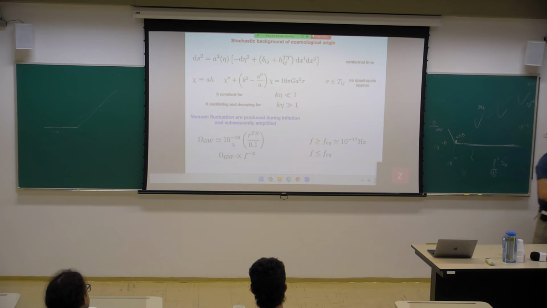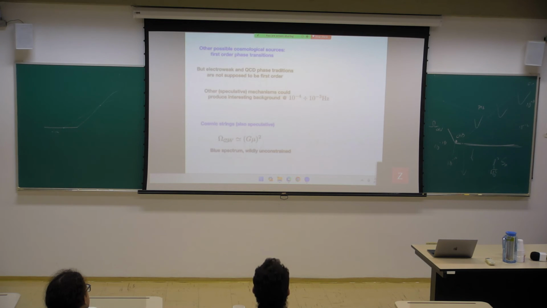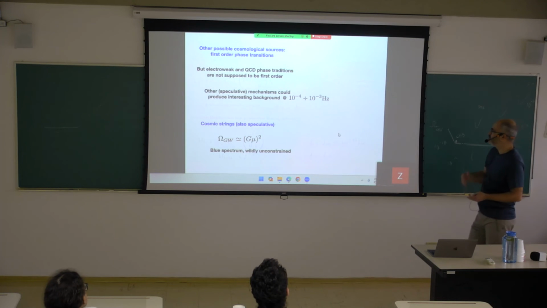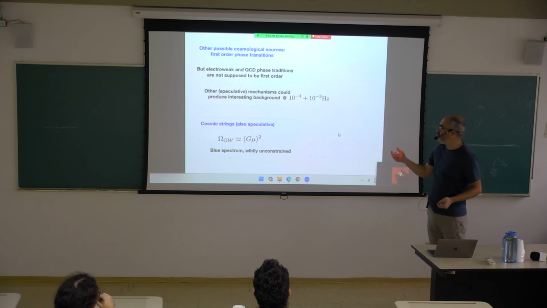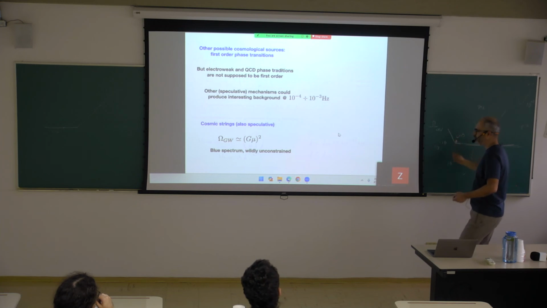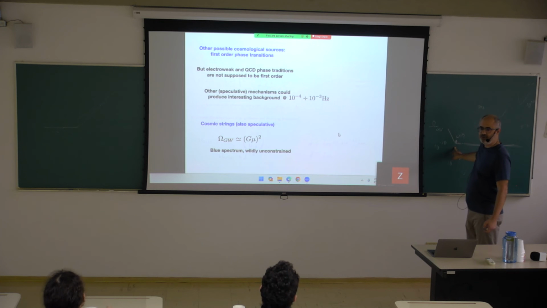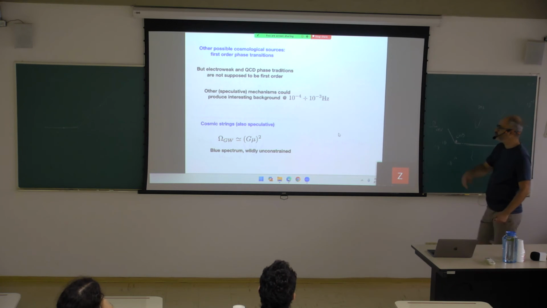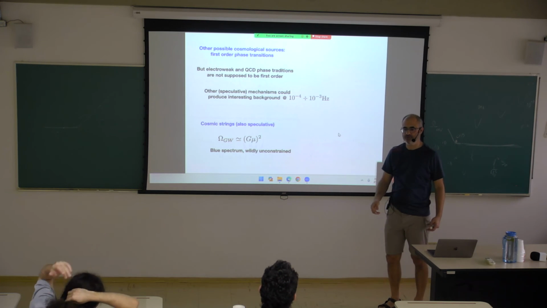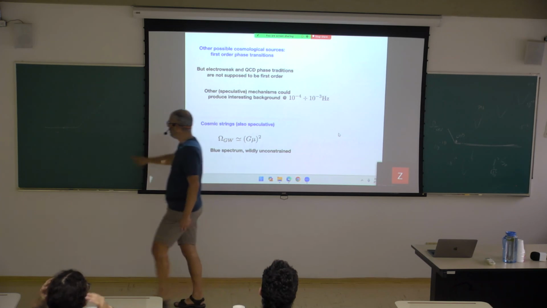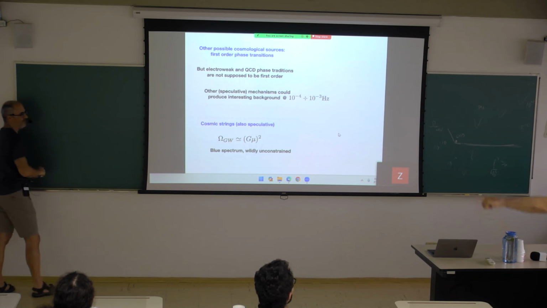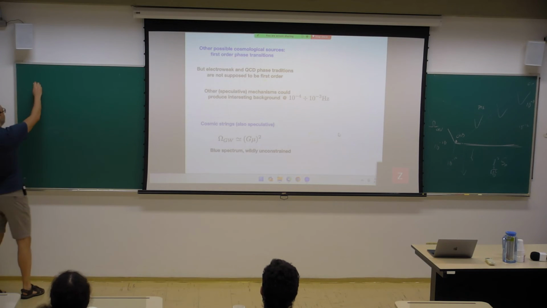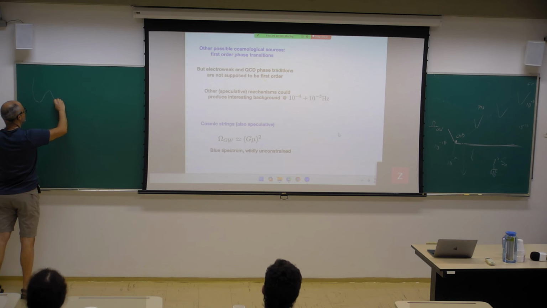And okay, now speaking about possible blue spectra, there are other phenomena which can produce cosmological perturbation. I mean, speaking about something happening before the CMB. If it happened afterwards, you don't have a bound. One possibility is a first order phase transition. When you have a potential, you know, like that, which evolves and becomes something like this, and then something like this.